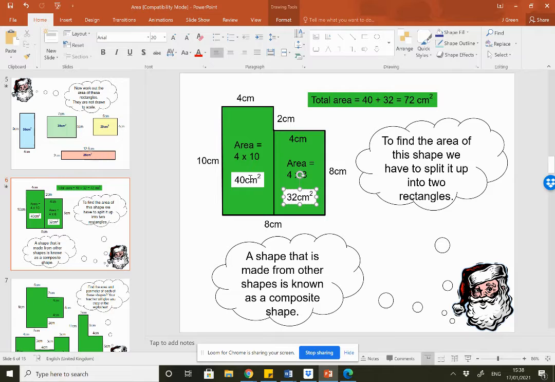So this rectangle is 40. This rectangle is 32. Put them together, and you get a rather fine answer of 72 centimetres squared. It's quite similar to perimeter, where you have to calculate all these bits first before you can add them up.